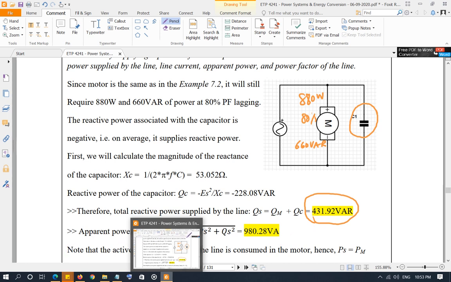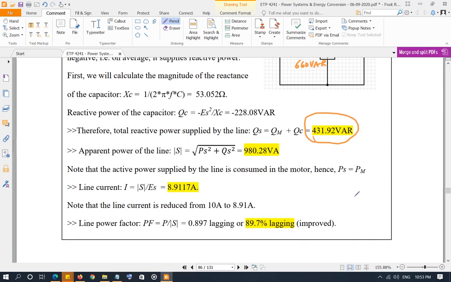Alright, what is the apparent power of the line? That's going to be the square root of the active power of the line squared plus the reactive power of the line squared, which is 980.28 volt ampere. And then we're going to calculate the new line current. The new line current can be found by apparent power divided by ES, because apparent power is simply ES times IS, volt ampere. So we calculate the new current, it's 8.91. Observe, it went down from 10 ampere to 8.91 ampere. So we are reducing the load on the line.